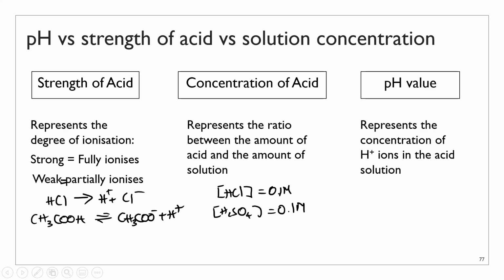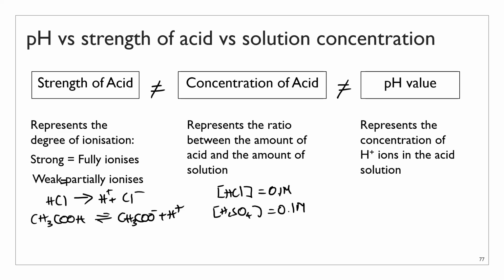And the last concept is pH value. It represents the concentration of H plus ions in the acid solution. So the thing that I want to emphasize here is that these 3 concepts are not the same thing. Strength of an acid does not reflect the concentration of the acid. And the concentration of the acid is not a direct representation of pH values.